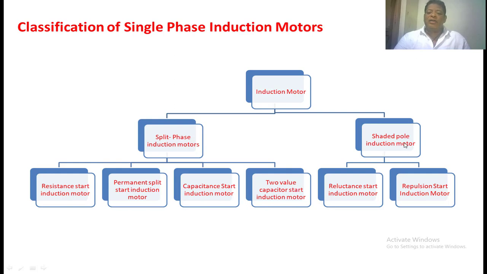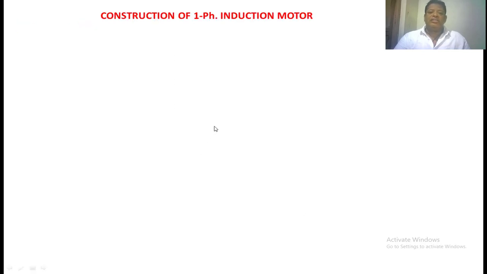If we come to the shaded pole induction motor, there are two types: reluctance start induction motor and repulsion start induction motor. In the coming classes we are going to see individually how each single phase induction motor operates. Now we are going to see the construction of the induction motor.